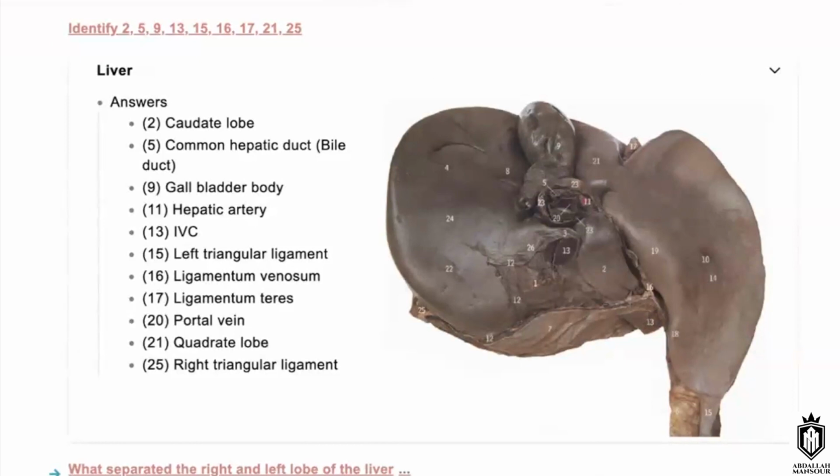Falciform ligament. I'm sorry, someone's trying to answer. I'm just going to the other person who's trying to, but I'm not sure who. But please stay mute if you're not being questioned.